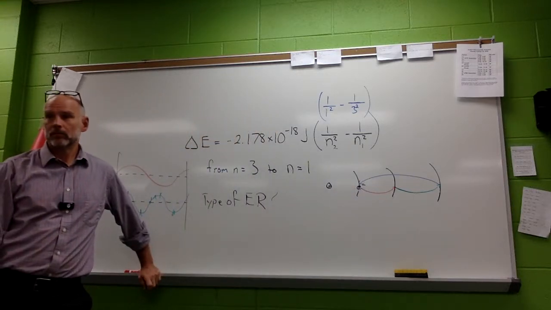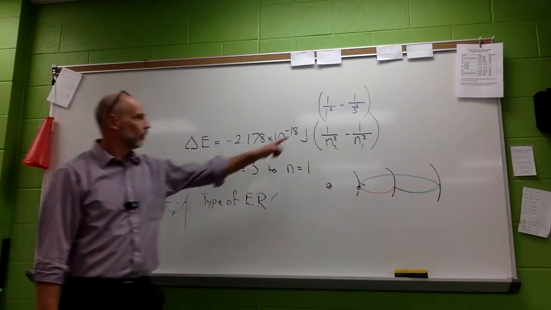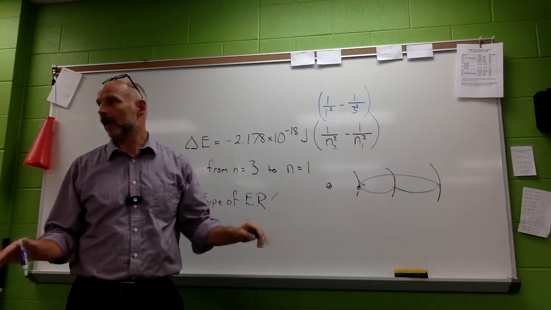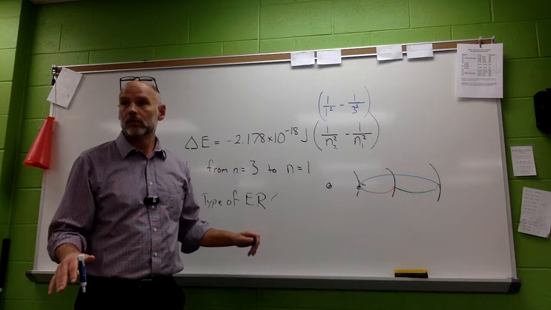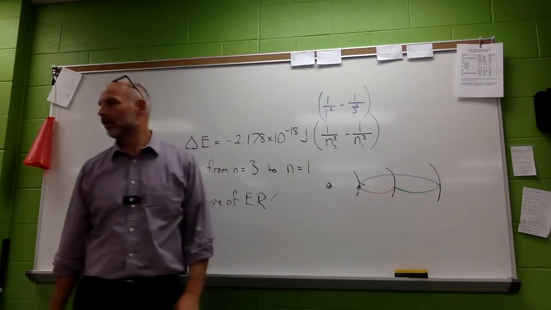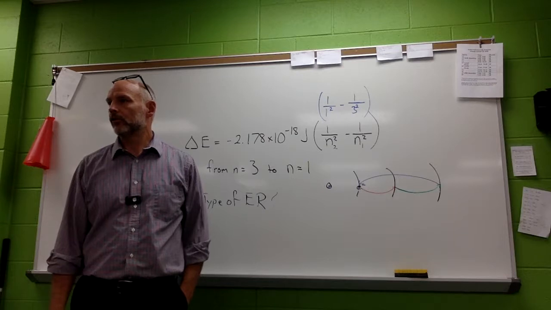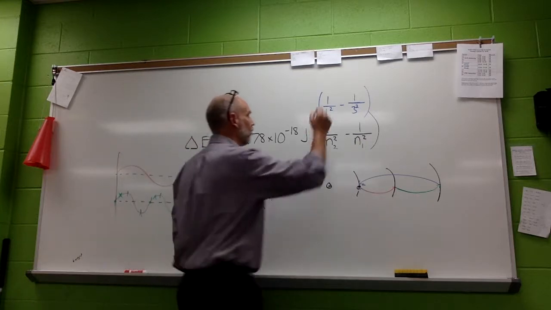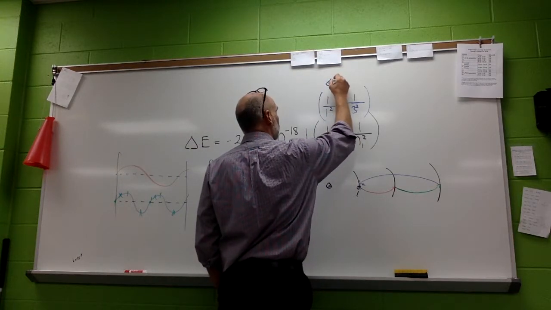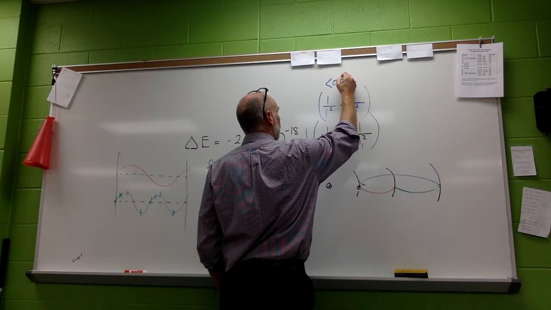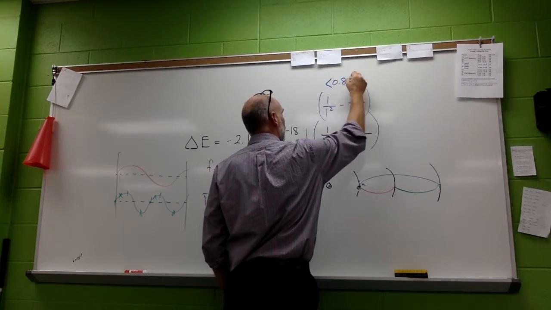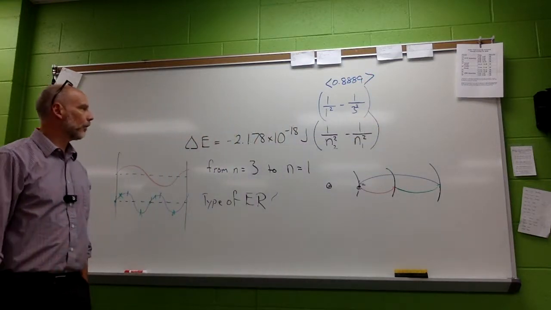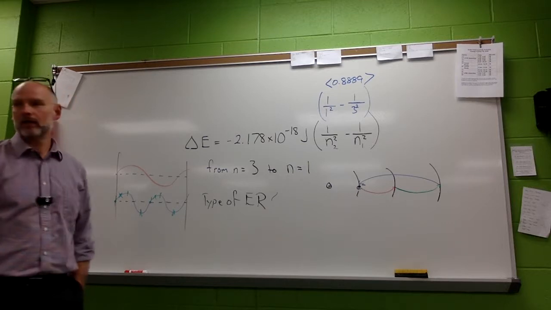Is that what you guys came up with, to start? I don't know what that value is, does anybody have that value available? So 0.88, because 1/9 is 0.11, so 0.88. Point what? Okay, and then we multiply that by the negative 2.178 times 10 to the negative 18th.